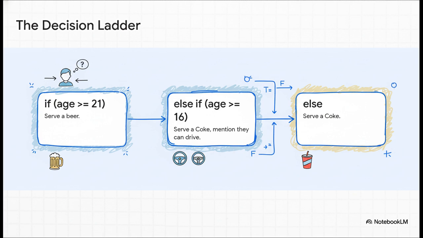But if the answer is no, the logic falls down to the next level, the else if, and it keeps falling down checking each condition until one of them is true, or it hits that final else at the very bottom, which is like the safety net that catches everything else.